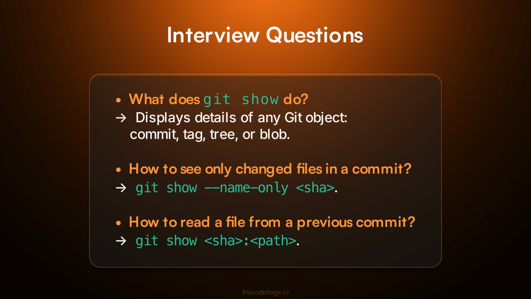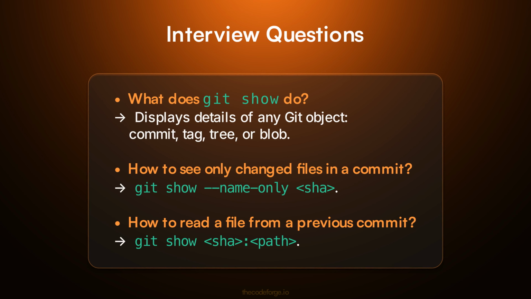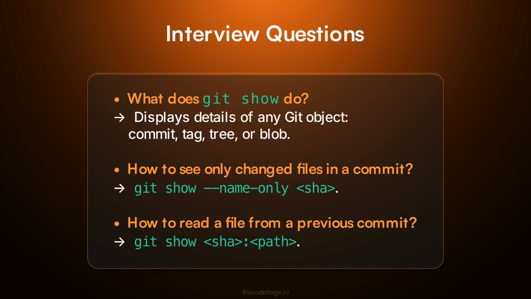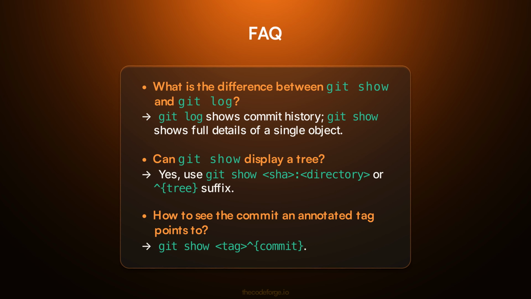Let's run through some common interview questions. What does Git Show do? Displays details of any Git object: commit, tag, tree, or blob. How to see only changed files in a commit? git show --name-only SHA. How to read a file from a previous commit? git show SHA:path. And a few frequently asked questions.